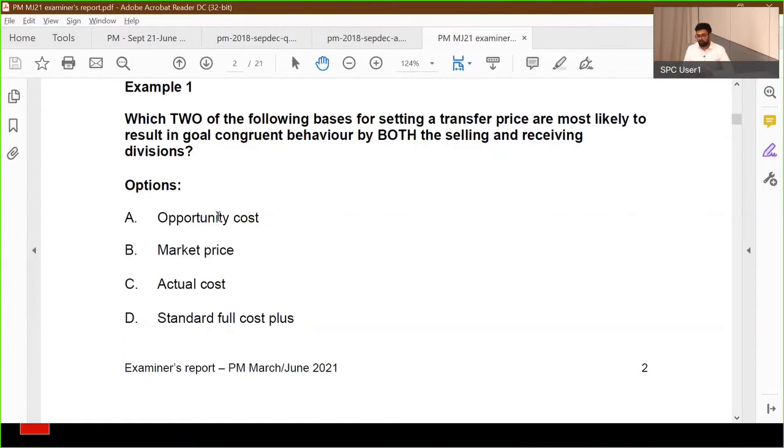So out of the four options that are given here, A and B seem to be more appropriate, where we think that both the selling division and the buying division would be happy and would accept the transfer price, and it would achieve the objective of our requirement also, that is goal congruency.